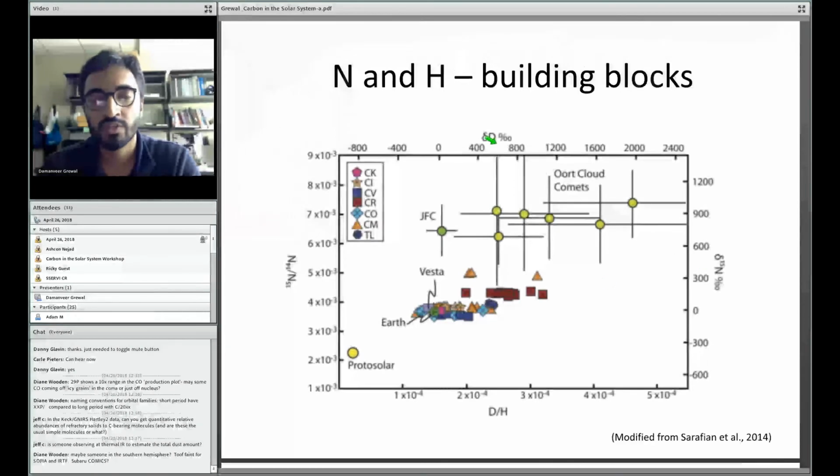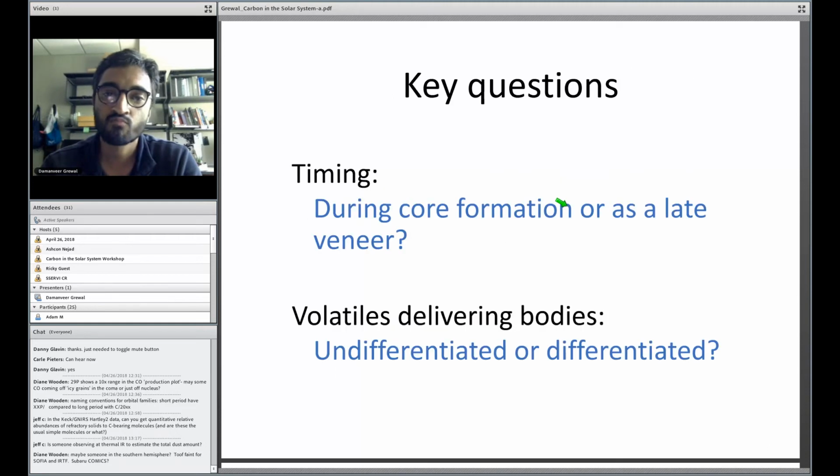But if you look at the delta 15N and delta D plot over here, the Earth plots over here, while the protosolar nebula plots over here, and the comets plot over here. And it clearly shows that, especially for nitrogen and hydrogen, all nitrogen and hydrogen were basically delivered by carbonaceous chondrites rather than from comets or protosolar nebula. So it can be safely assumed after looking at this plot that carbonaceous chondrites, primarily CI chondrites, were the source of carbon, nitrogen, and hydrogen, and possibly other volatile elements in the Earth.